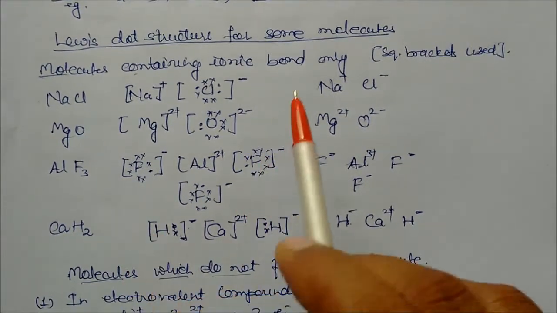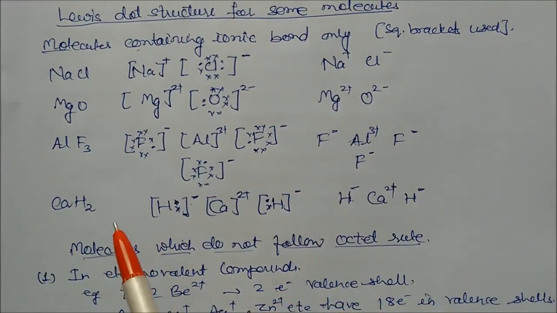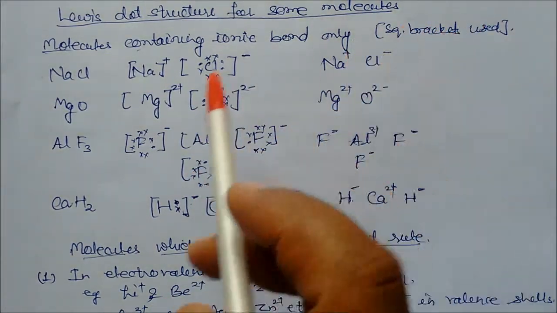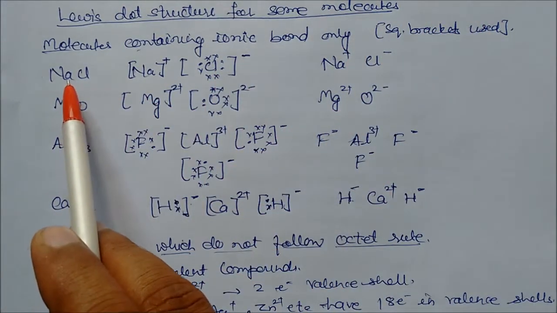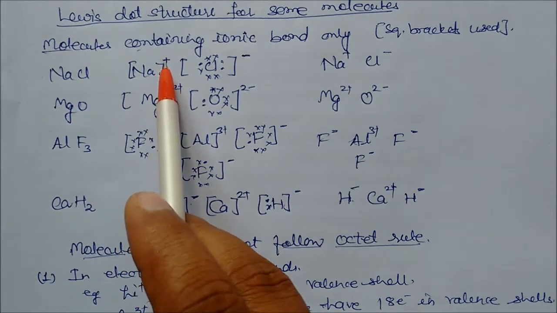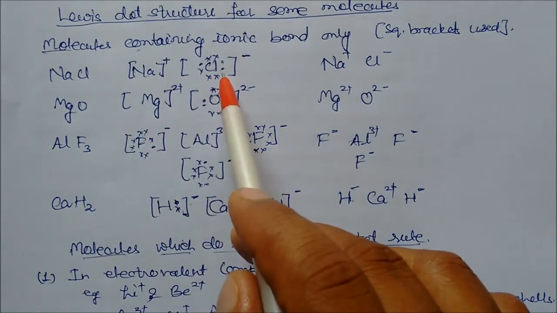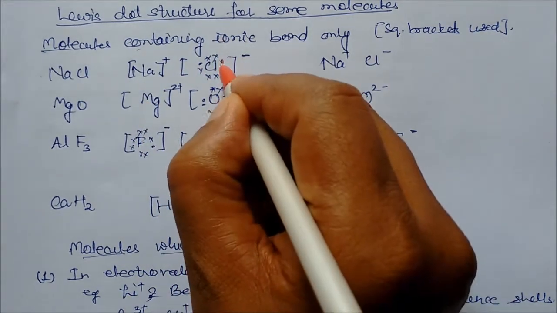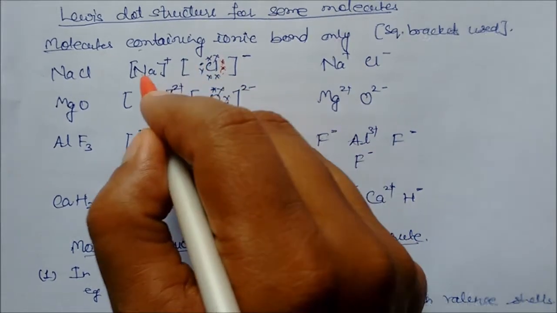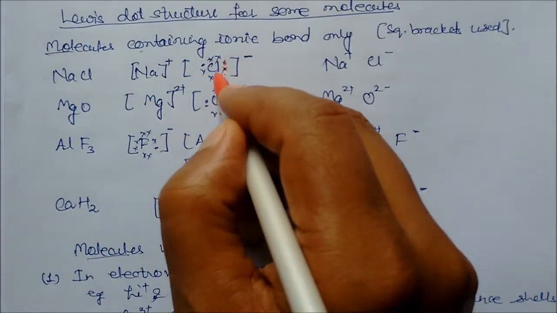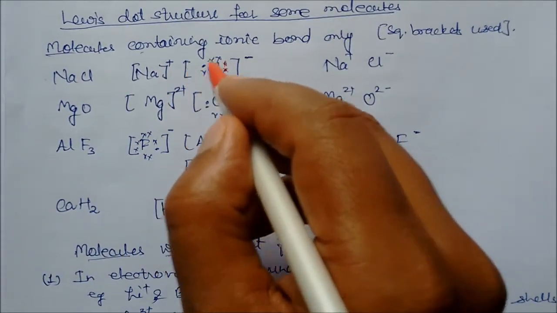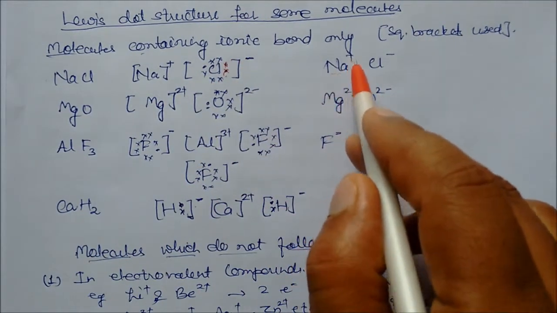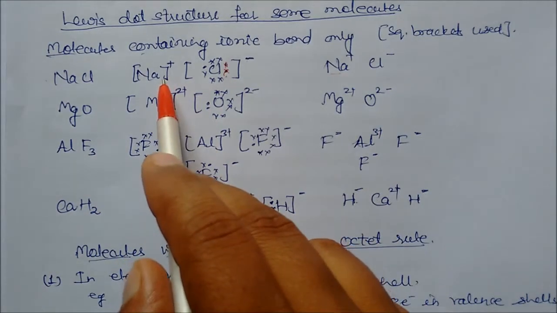Now the Lewis dot structure of some molecules. First, molecules which contain ionic bonds only. How can we draw these structures for ionic molecules? For NaCl, Na can lose 1 electron, so it becomes Na plus. It gives 1 electron to Cl, so Cl becomes 1 minus. Chlorine has 7 electrons, and got 1 from the sodium, so it possesses a negative charge. So we can see here Na plus Cl minus. This is the cation, this is the anion.